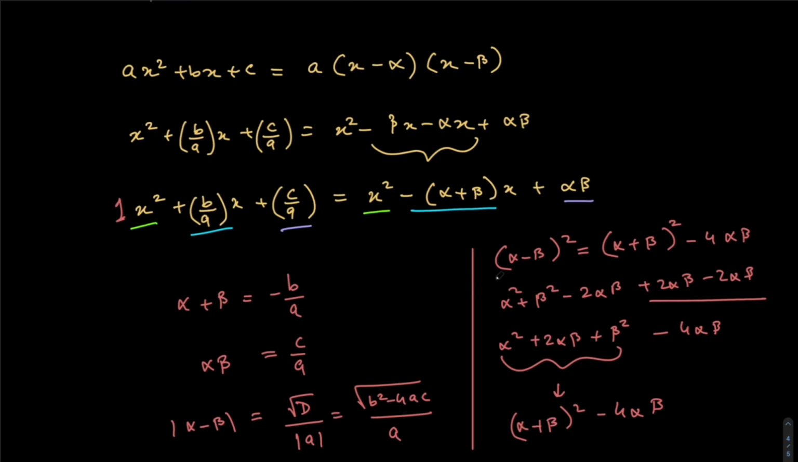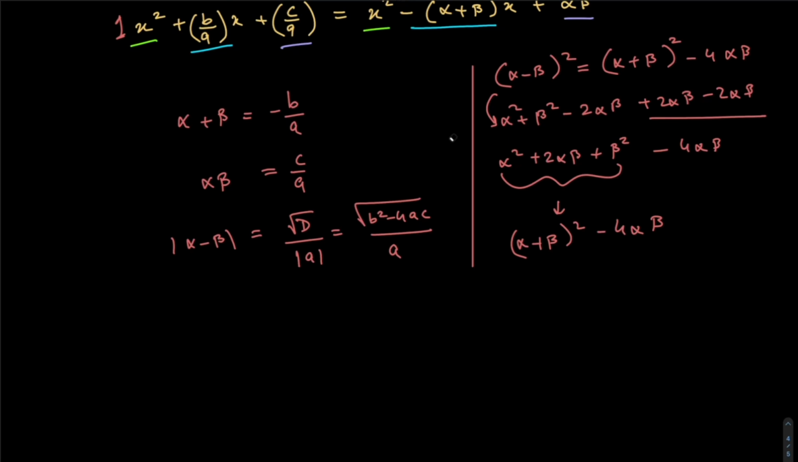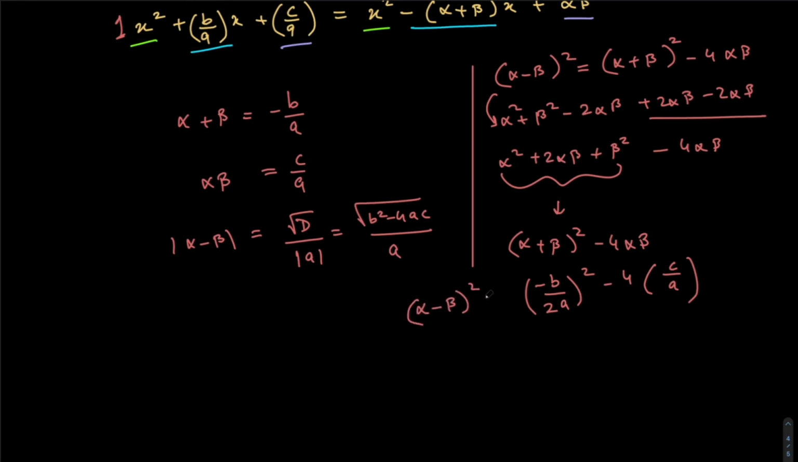That's exactly what I just did here. So let me just rewrite this again: alpha plus beta whole squared minus 4 alpha beta. Now I can make certain substitutions here because I know this is the sum, and I know the sum is minus b by 2a whole squared, minus 4 times c by a, which is the product, alpha beta. And this is alpha minus beta whole squared.